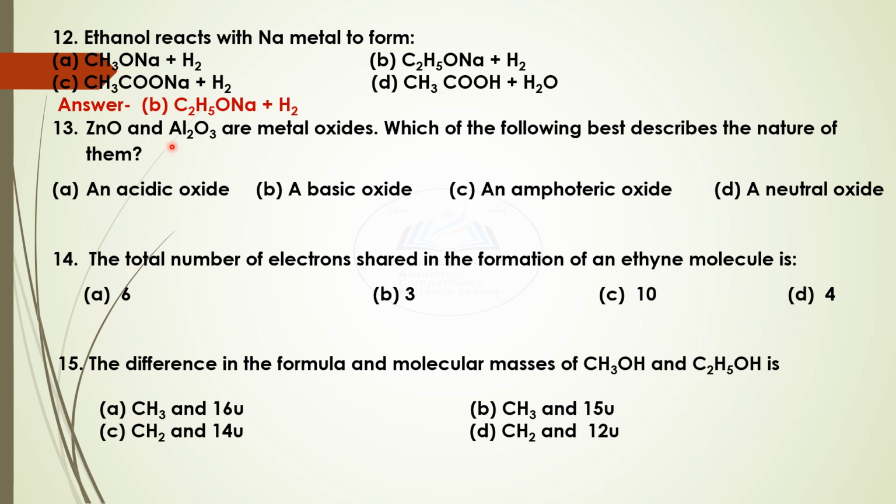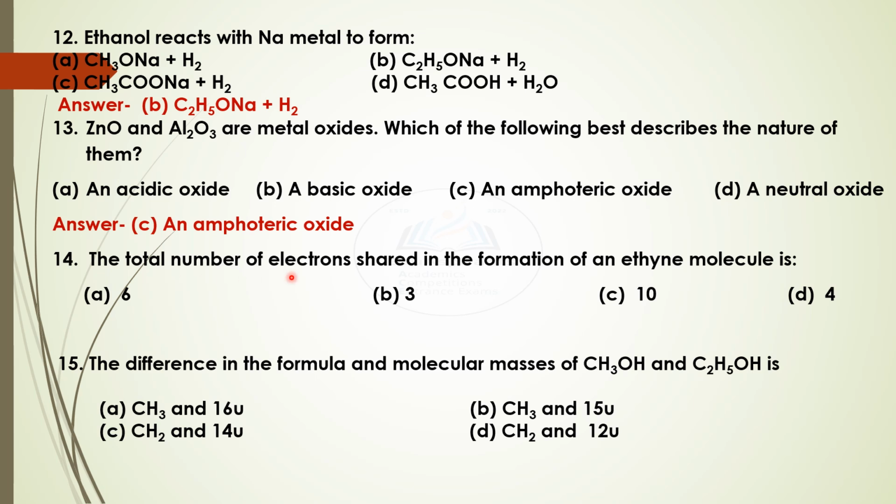Next question. Zinc oxide and aluminum oxide are metal oxides. Which of the following best describes the nature of them? Acidic oxide, basic oxide, amphoteric oxide or neutral oxide. The correct choice is C, an amphoteric oxide. Next question.